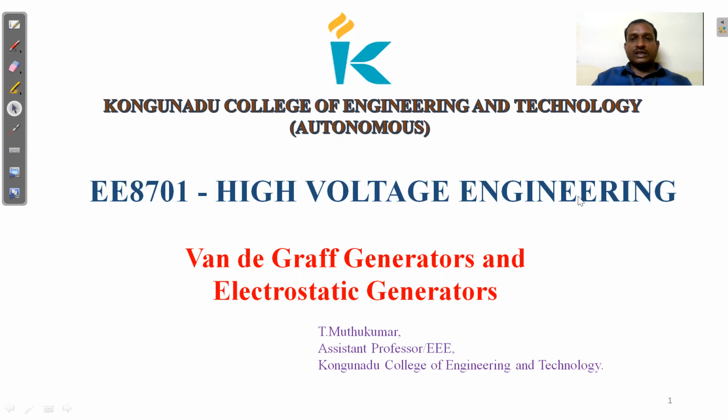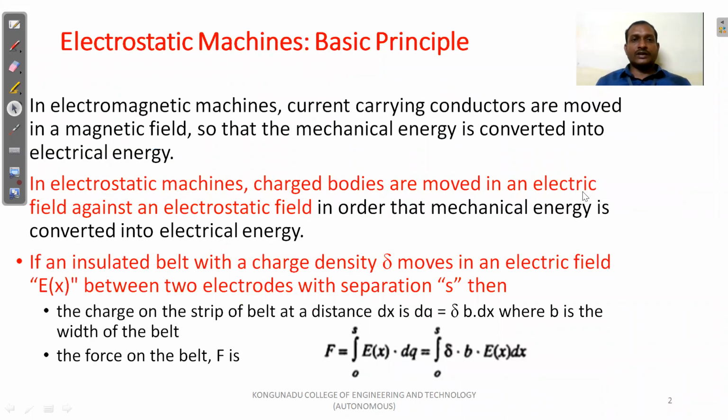Van de Graaff generator works under the principle of electrostatic machines. Generally we have two types of principles. One is electromagnetic machines, another one is electrostatic machines. In electrostatic machines, charged particles, that is charged bodies, are moved in an electric field against the electric field. In that process, electric energy is generated. In the case of electromagnetic machines, current carrying conductors are moved in a magnetic field, so that mechanical energy is converted into electrical energy.